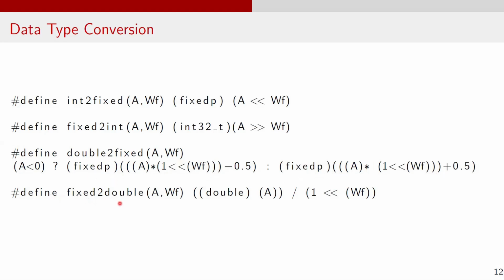Fixed to double. This macro converts a fixed point variable a to double considering WF fractional bits. In this case, it divides variable a by 2^WF, which is equivalent to a right shift by WF, and typecasts it to double.